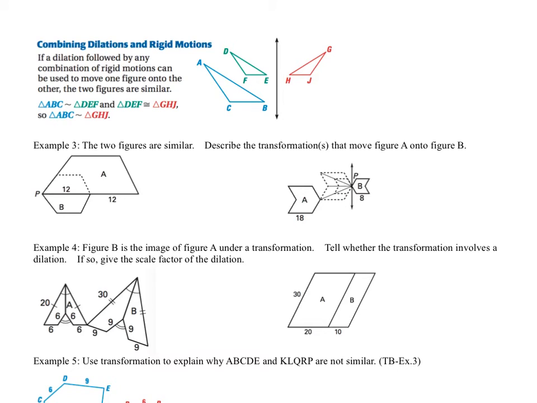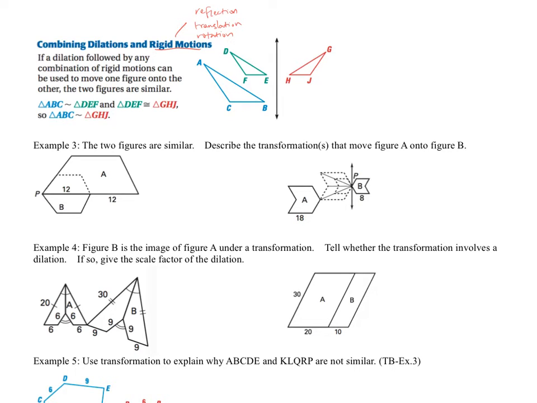Combining dilations and rigid motions. Remember that we have covered 3 rigid motions: reflection, translation, and rotation. And now we're going to combine these concepts with dilations.